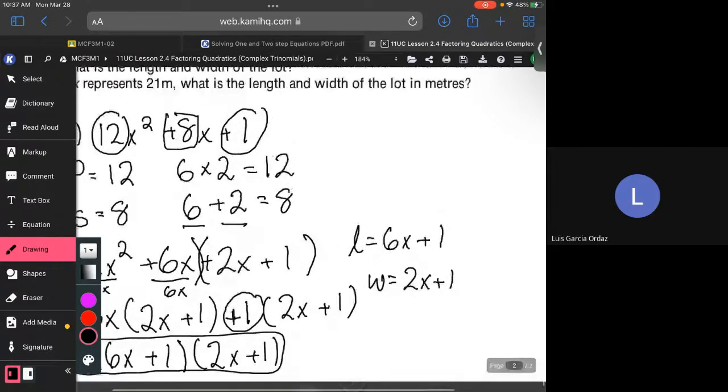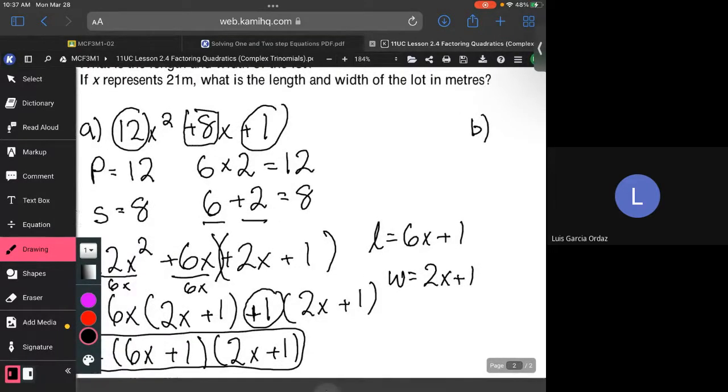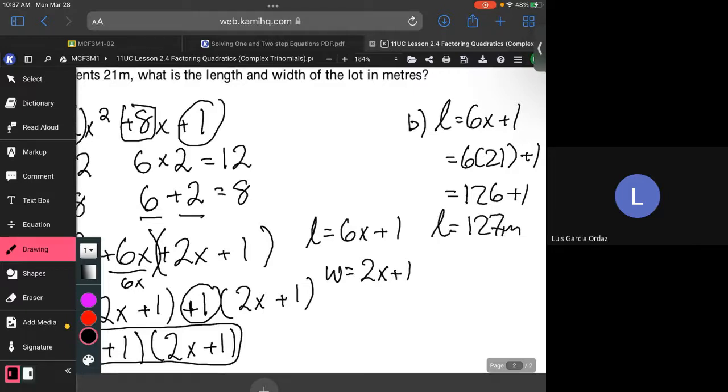Okay. So now I can figure out part b. If x is 21 meters, what is my length and width going to be? Yeah, we'll sub in 21 for x. So my length is 6x plus 1. Let's plug in 21 for x. What's 6 times 21? Rita? So 126 plus 1. My length is going to be 127 meters. Who can tell me what my width is going to be? What is my width going to be? 43.